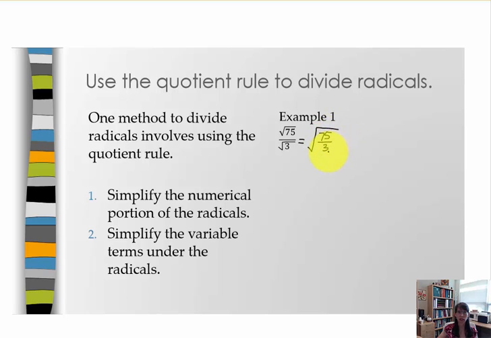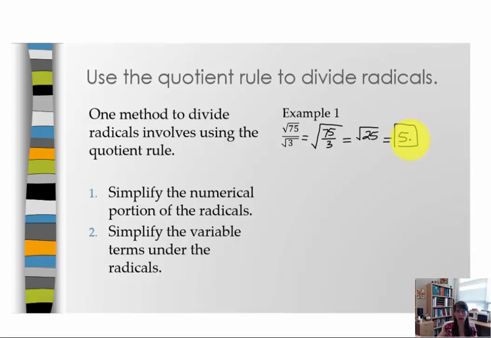Well, 75 is divisible by 3, and that makes exactly 25. So the square root of 25 is what we really have under the radical. Now we hopefully recognize that 25 is a perfect square, so our final answer is going to be 5. So don't worry if you have a denominator with a radical that is not a perfect square. Use the quotient rule to simplify 75 thirds to make 25, and now we do have a perfect square.